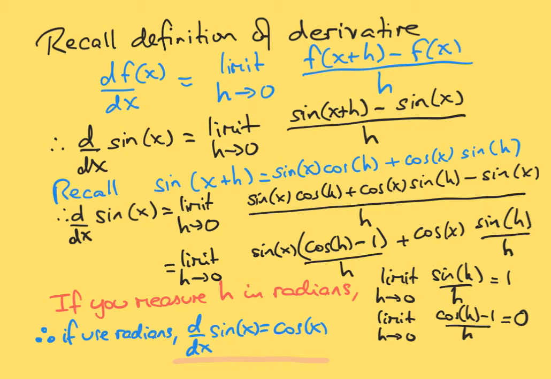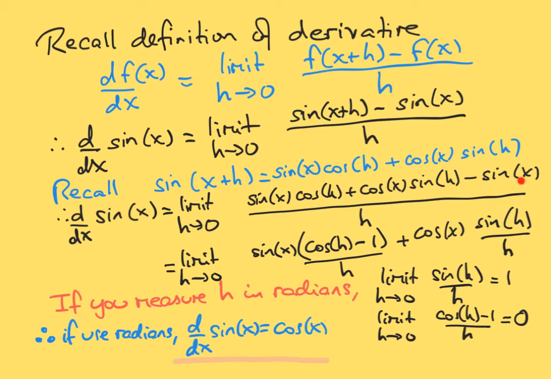So now what we do is we're going to insert this into here. So our derivative is equal to the limit of the sine of x, the cosine of h, that's the first term, plus the second term here, minus the sine of x. So all we've done is put that into here.